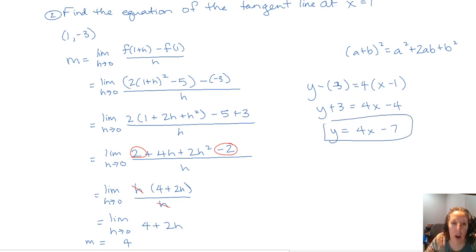And you can graph your original function, graph y equal to 2x squared minus 5, and our answer, 4x minus 7. And what you're going to see is we're going to have a parabola here that opens up. I'm not exactly sure where that 1 is going to be, but at x equal 1, our line is going to just intersect at that 1 point.